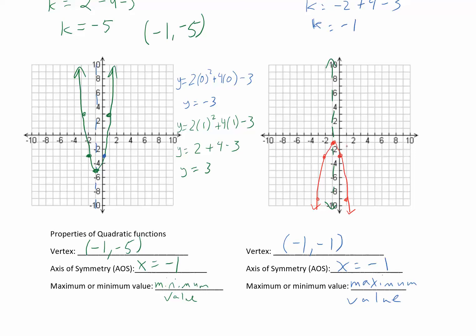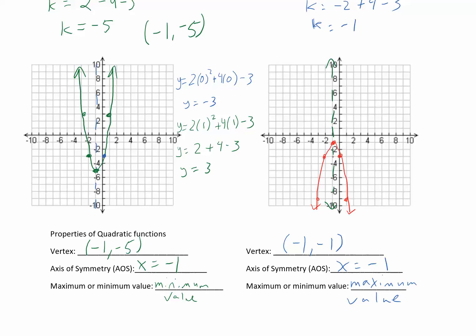Then remember, you want to choose a number to the right or to the left of your vertex. So I chose 0. It's the easiest number. And I plugged it in. And so when I plugged in 0, I got the y value is -3. I also drew my axis of symmetry, that line going through your vertex. So once I plugged in that first value of 0, -3, I could also do its reflection point.